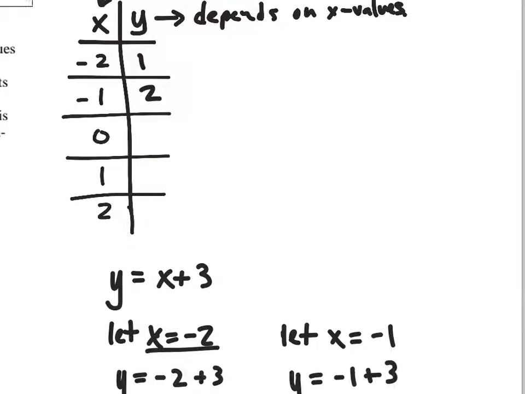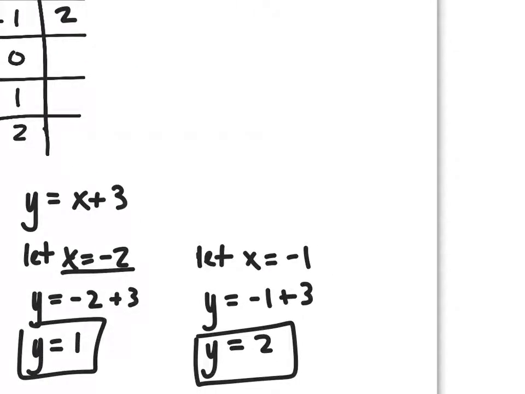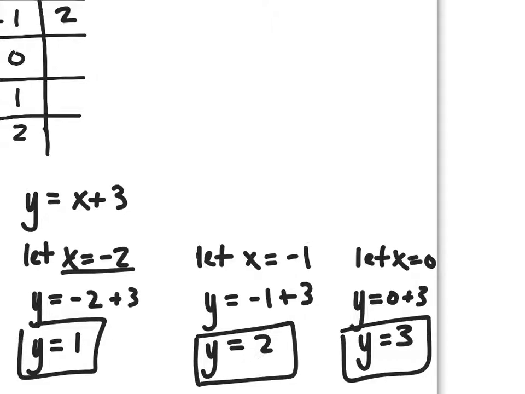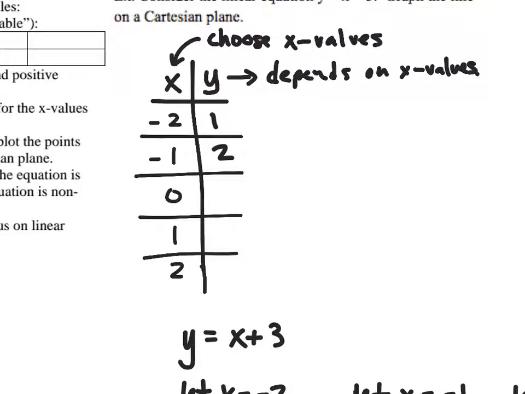Now let's let x equal 0. If I plug that in, I get y equals 0 plus 3, and 0 plus 3 is 3. So y is equal to 3 on that part. Maybe you're seeing a pattern here: as the x values go up by 1, the y values also go up by 1.